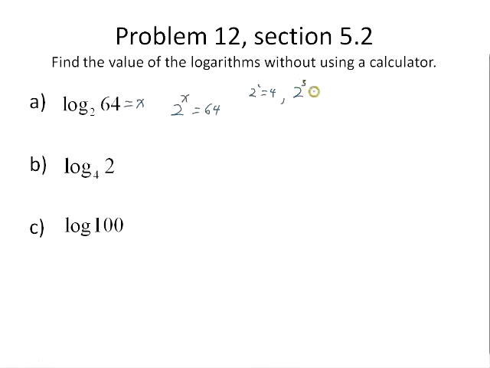We know that 2 cubed is equal to 8. We know that 2 to the 4th power is equal to 16. And we know that 2 to the 5th power, okay, 2 times 16 is equal to 32. And so that gives us then that 2 to the 6th power is equal to 64. So this tells us that on this particular problem, the x has to be 6.